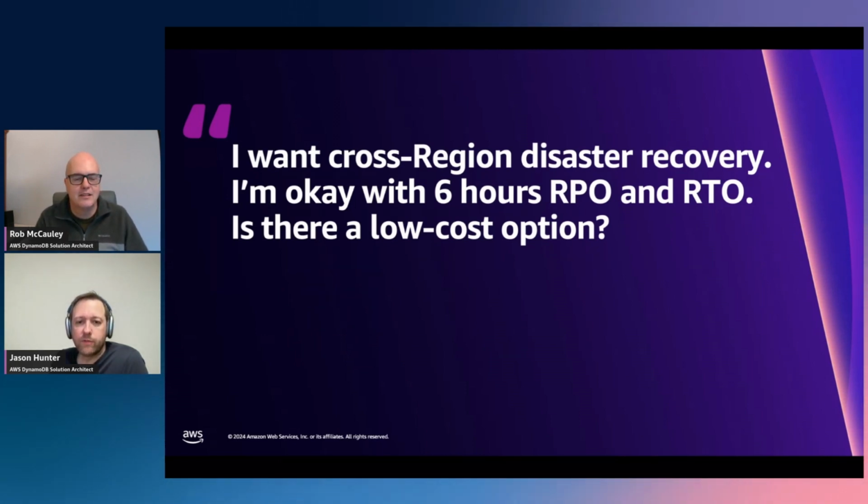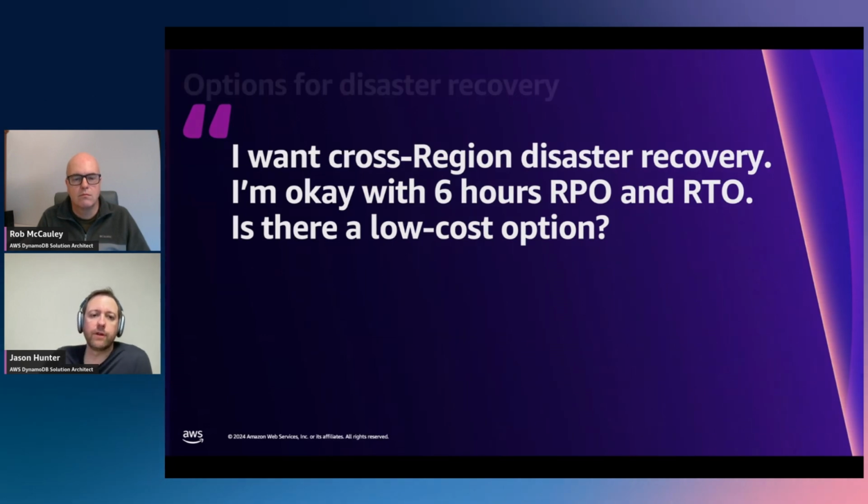Recovery point objective is how stale you're okay with your recovery point being. And recovery time objective is how much time you're willing to devote to the restoration. So if I have a 6-hour RPO, it means any changes in the last 6 hours, if I lose them, it's fine. And if it takes me 6 hours to get going, that's okay. I need it back, but I don't need it immediately back. Is there a low cost option? Because the high RTO RPO means maybe I have an option for cost savings.